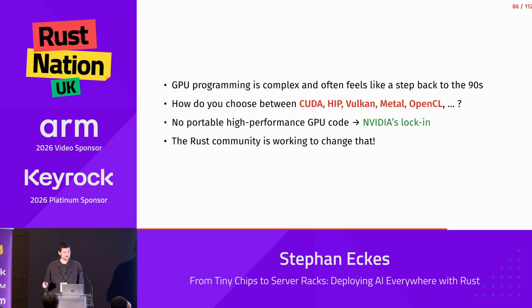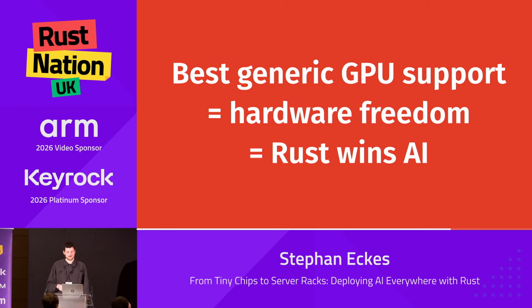But the Rust community is working to change that. So there are nice projects. And I think having the best generic GPU support in Rust could bring more hardware freedom. And this could mean Rust could really be a game changer for AI, because if it's very easy to compile Rust code for any GPU and it's fast, then people will use Rust because they are not that dependent on the GPU prices.